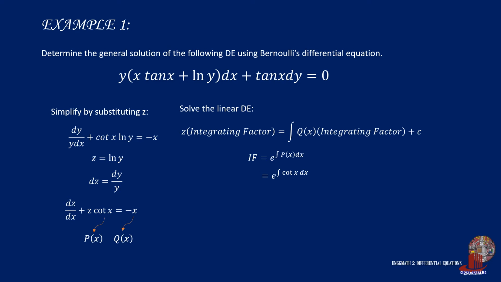We have identified p of x as cotangent of x, so by plugging it into the integrating factor, we come up with e raised to ln of sine of x. And again, e raised to a natural logarithm can cancel out, simplifying the integrating factor as sine of x. Plug this integrating factor in to have z times sine of x is equal to the integral of negative x times sine of x plus c.